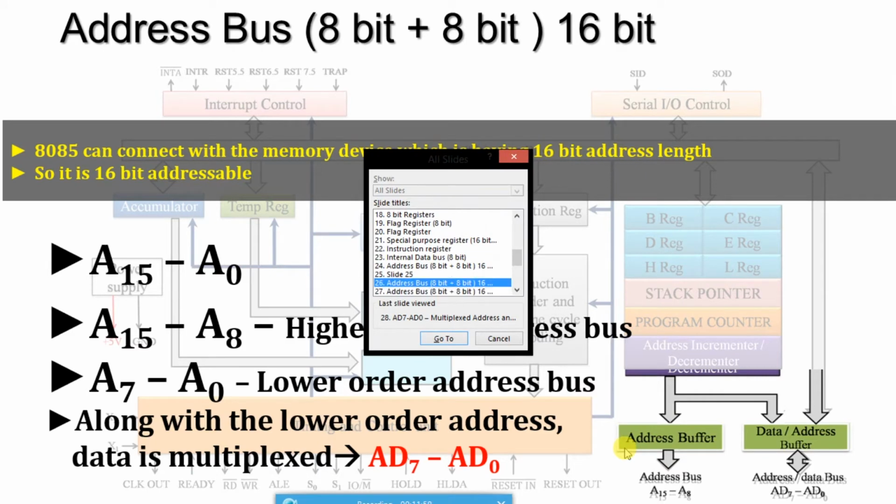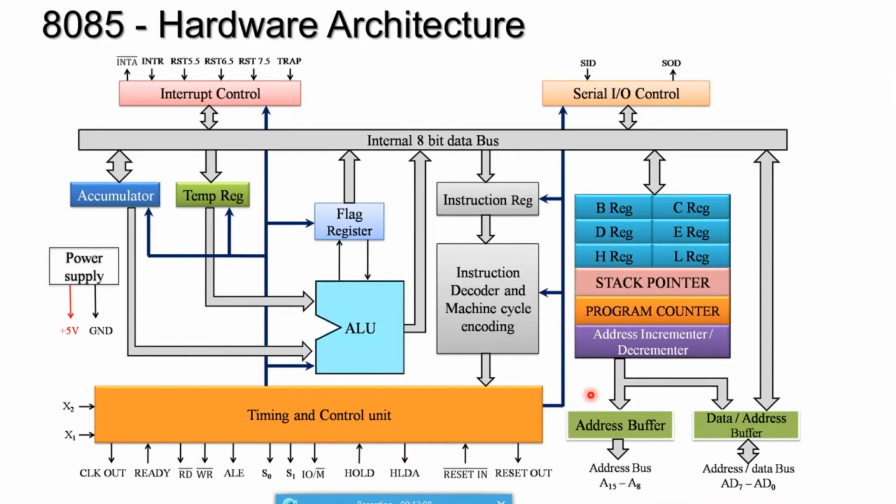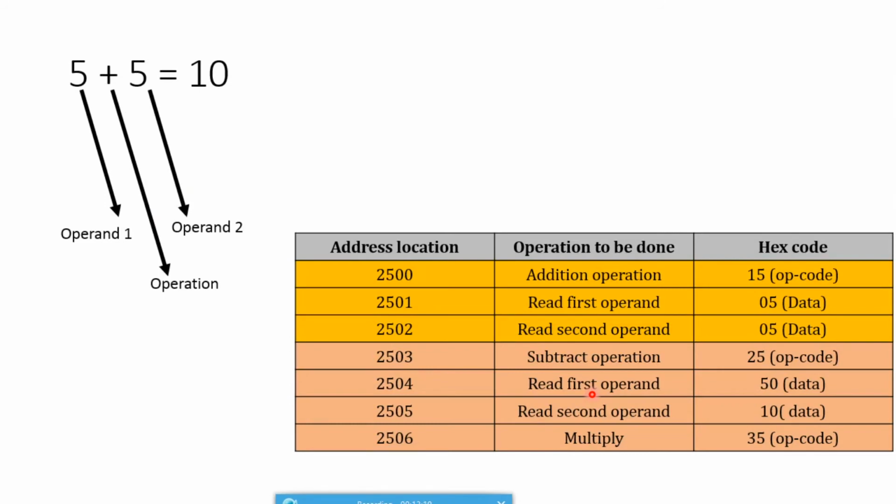See, we have our program in our hand. From 2500 itself we need to take the opcode, at 2501 we need to take the 05 as data, and at 2502 we need to take the 05 as another data. So 2500, this is the memory.